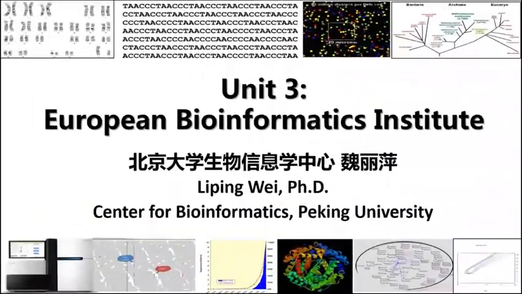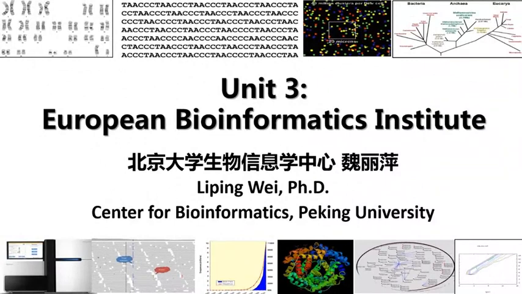Let's move from the US to Europe to look at resources at the European Bioinformatics Institute, or EBI. The European Bioinformatics Institute was established in 1994 and is a part of the European Molecular Biology Laboratory, EMBL. It is located on the Wellcome Trust Genome Campus in Hinxton, near Cambridge in the UK, and shares a campus with the Wellcome Trust Sanger Institute. It has over 500 staff, including PIs, postdocs, students, software developers, data curators, etc.